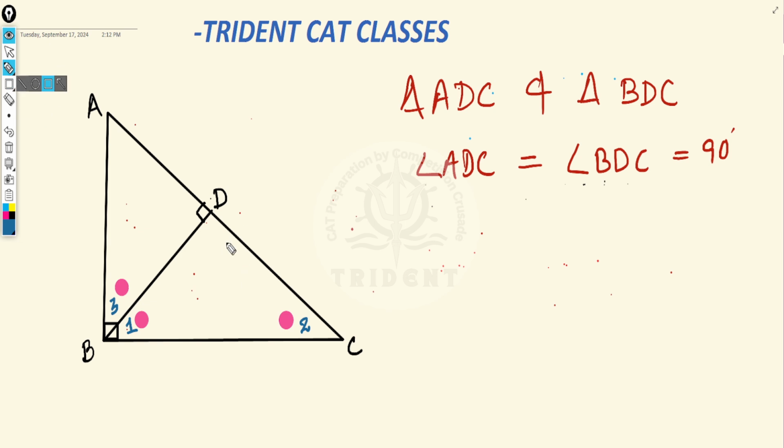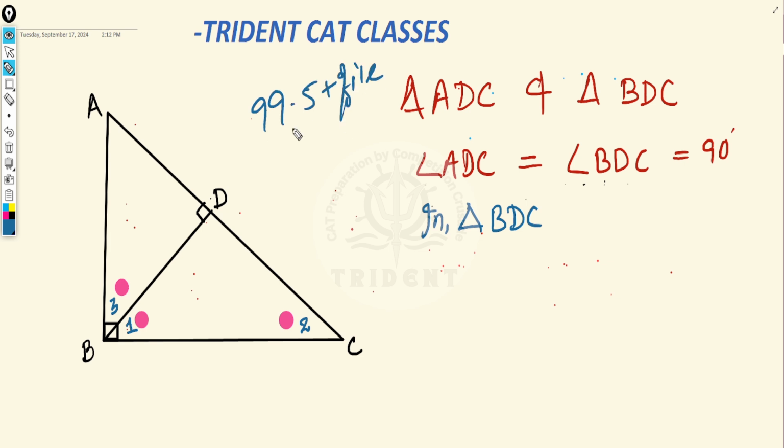If you realize in triangle BDC, guys, please understand, all this is for 99.5 plus percentile. Somebody who is saying, sir, I want to skip geometry, this video is not for you, you can skip the video. So in triangle BDC, what you can see is that this angle is already 90 degrees. So the other two angles, that is angle 1 plus angle 2, obviously have to be 90 degrees, because the sum of all three angles of a triangle is 180 degrees.